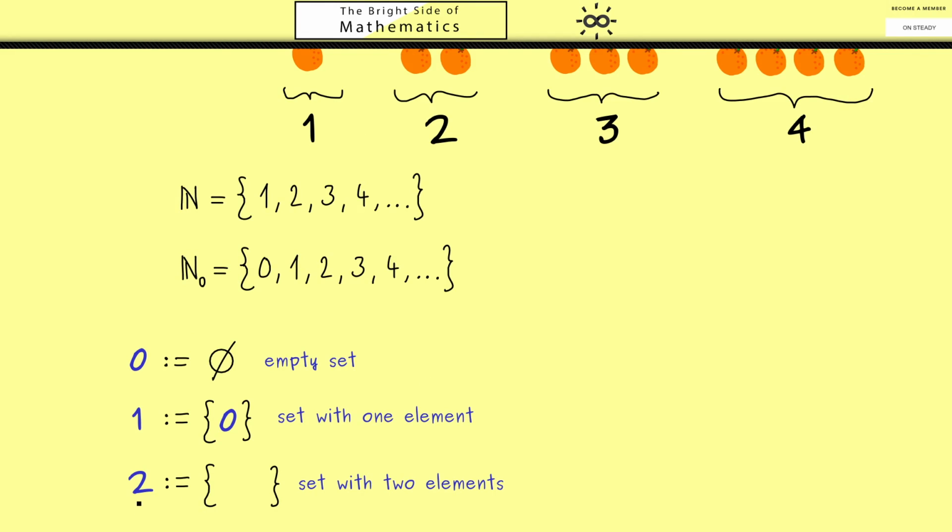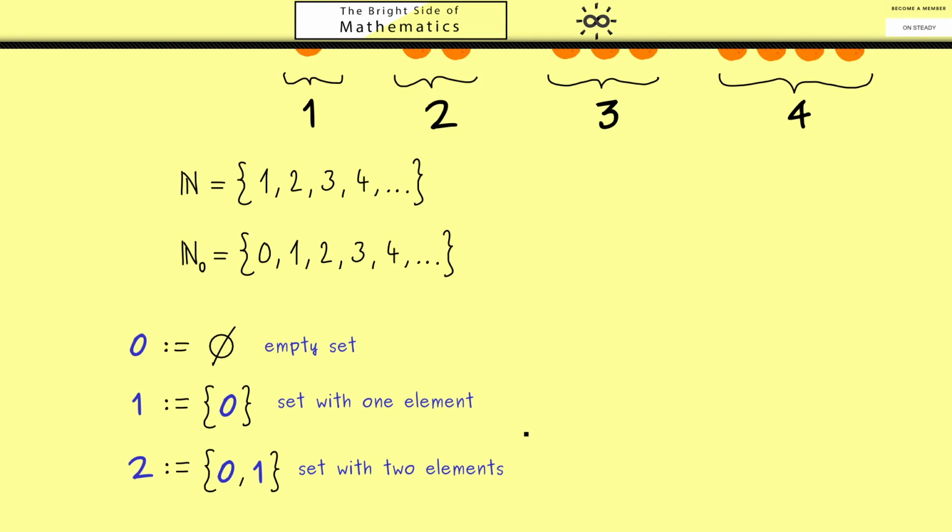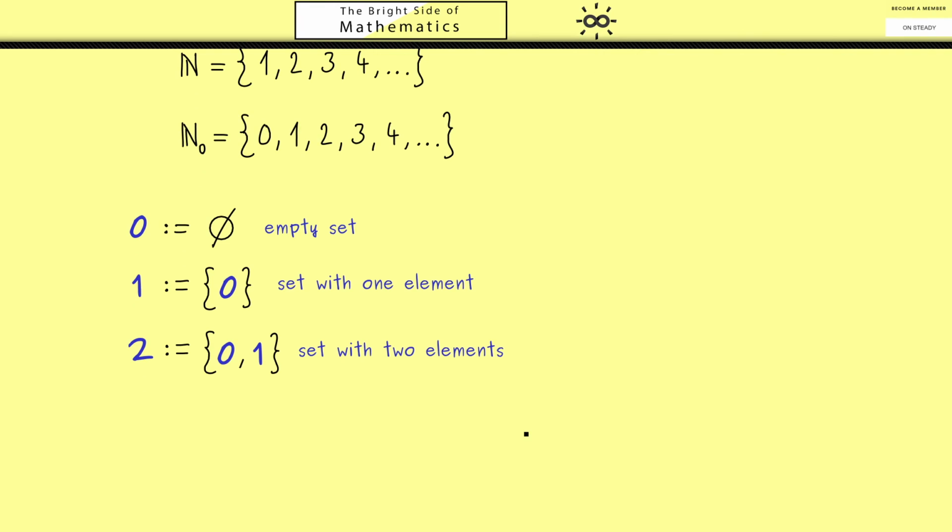Okay, now for the number 2, we need 2 elements, so what do we do? We take the only 2 elements we know. So 0 and 1, because we know they are different. At this point you should see how this game works, and we can just continue it. Therefore, this is our number 3 as a set. In the same way, we can write down the number 4.